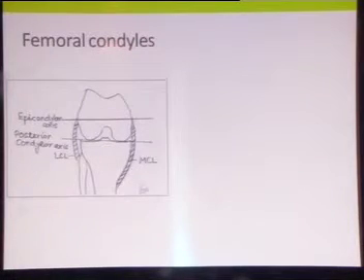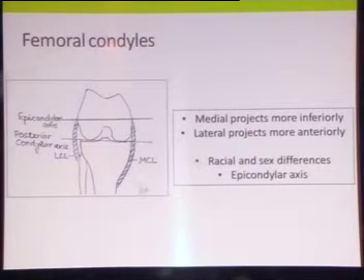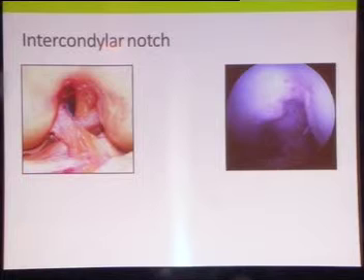Epicondylar axis, I would not go into much detail. When we look at the condyles, this is an axis which is more important for the arthroplasty surgeon. This is just for the sake of mentioning, since we are discussing the anatomy. There are racial and sex differences in the condyles. The epicondylar axis is extremely important if you are placing your femoral components. I'll go back straight into the knee.